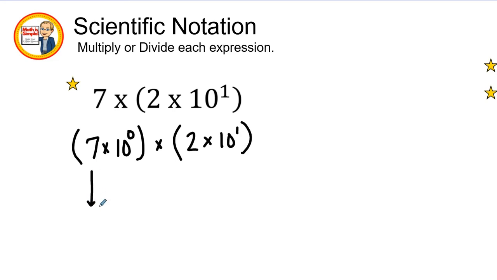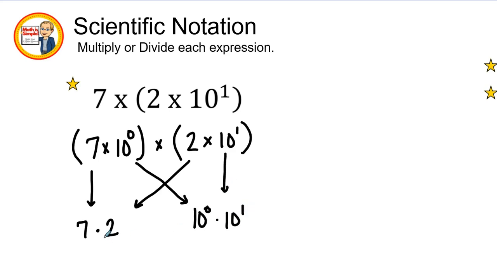I bring my 7 down and I multiply it by the 2. And then I'm going to bring my 10 to the 0 power, and I'm going to multiply it by 10 to the first power. So 7 times 2 is 14 times 10 to the 0. We're going to remember we add these exponents together on the product rule. And so we're going to have 10 to the first power.